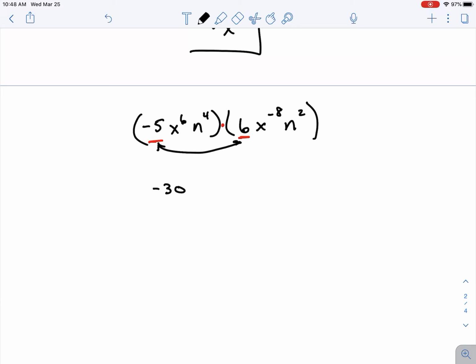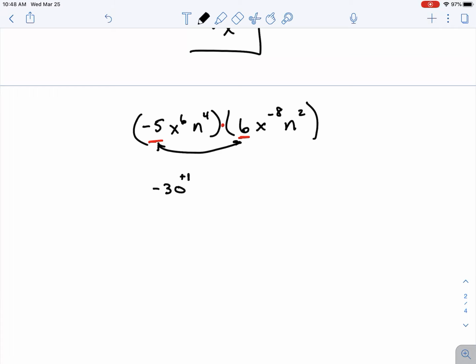What is the power on this negative 30? You guys remember? It's a 1, and that's a positive 1. So this negative 30 is going to stay here. We don't move negative numbers. We only move negative powers. Let me say that again. We don't move negative numbers. We only move negative powers.